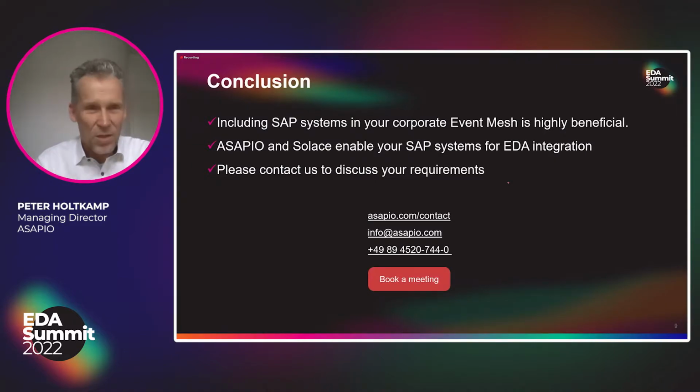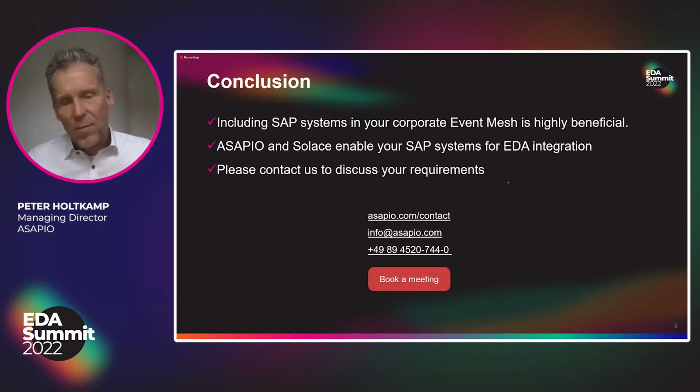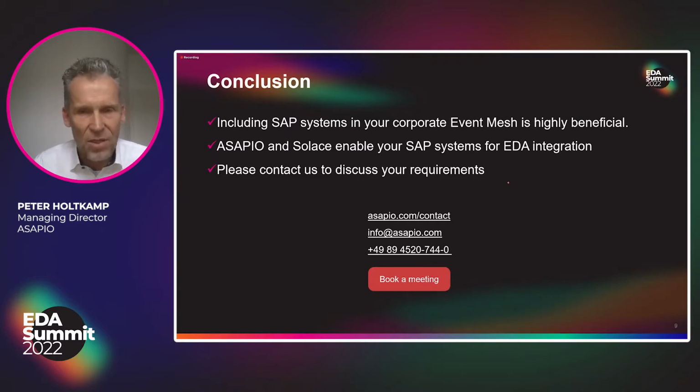So what's the conclusion? When we include EDA into SAP systems, we see this as highly beneficial. Why? We reduce the payload on the SAP system, we improve the latency of the interfaces, and we improve the overall integration performance by multi-threaded approaches via server groups in a very controlled way. So ASAPIO and Solus, the way they collaborate, we don't want to dig too deep into technology, but we have high availability connectivity, dynamic topics, a low code, no code integration approach, and the application layer. Our two engineering teams work very closely together to enable this whole integration.